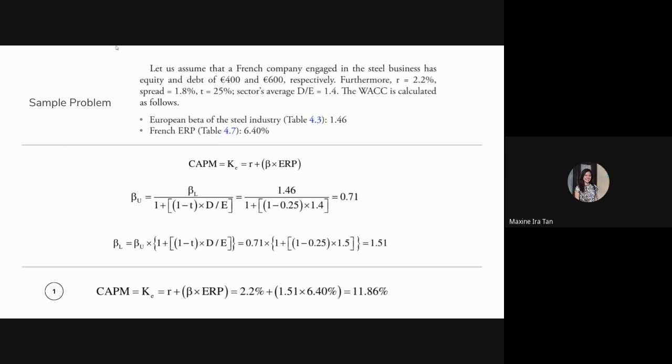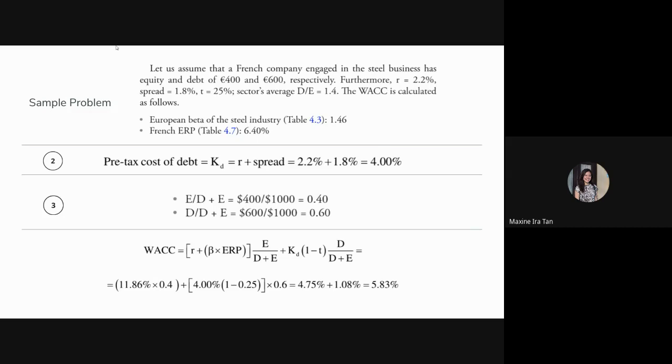So it is the unlevered beta, which is 0.71, times 1 plus (1 minus the tax rate of 25%) times the debt over equity of the target company, which was earlier said to be 1.5, to get a levered beta of 1.51. With this information, we can now solve for the cost of equity using the CAPM, which is the risk-free rate of 2.2 plus the beta of 1.51 times the ERP of 6.40% to get a cost of equity of 11.86%. Next slide.